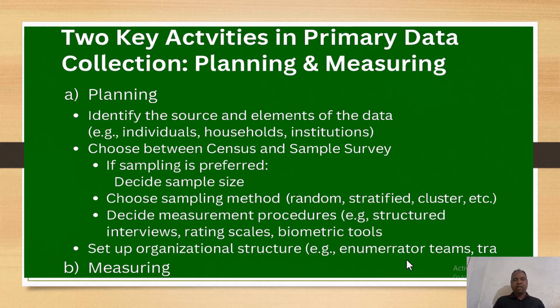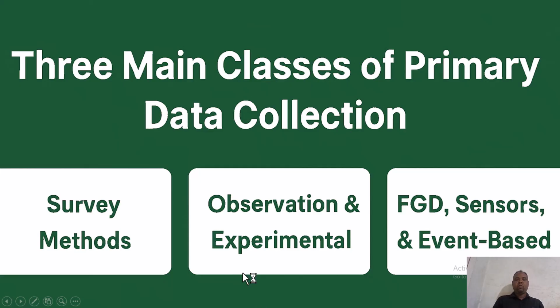Having said all these things under the planning stage, the next step is measuring, meaning making use of the appropriate data collection methods, we are now at the stage to begin collecting data. In doing so, we may make use of one or more tools from this class of data collection: survey methods, observational or experimental, FGD, sensors, and event-based. Through these methods, now we begin data collection. We begin measuring.